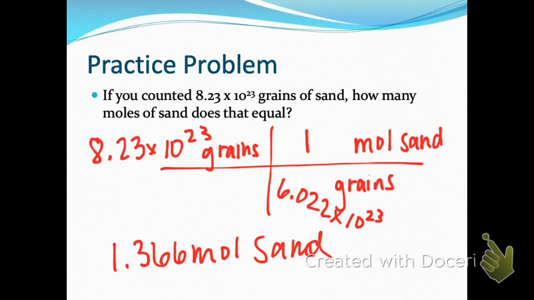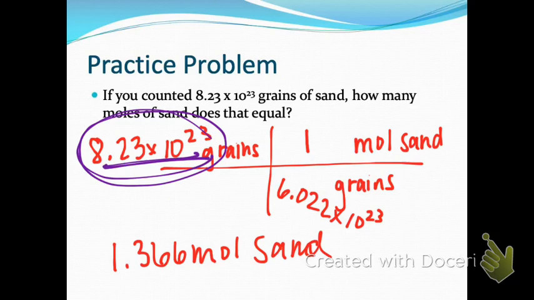Is it reasonable? Did you start with a number greater than Avogadro's number? Yes, our starting number is greater than Avogadro's number, so it should make sense that our answer is greater than 1 mole. Okay, so I want you to be checking yourself as you go through this.